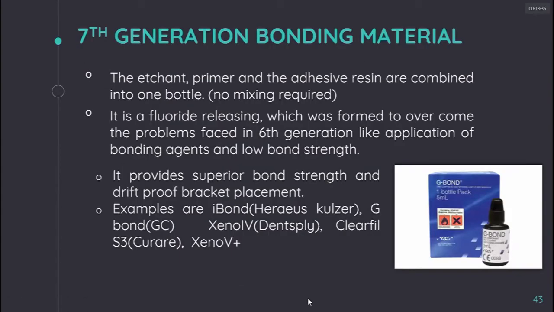7th generation bonding material. The etchant, primer, and the adhesive resins are combined into one bottle, so there is no mixing required. It is fluoride releasing and was formed to overcome the problems faced in 6th generation, like etchant bonding agent and low bond strength. It provides superior bond strength and drift-proof bracket placement as well.